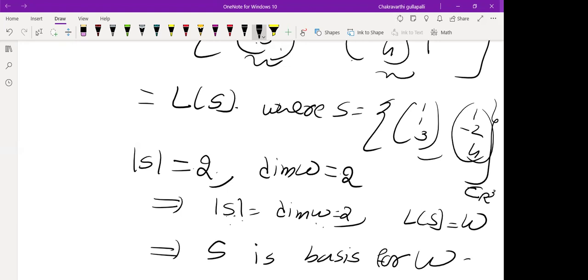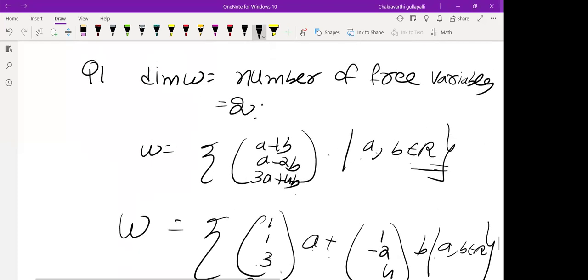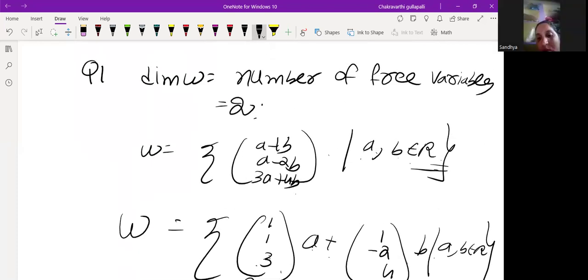Dimension of R3 is 3, but the subset is only a subset. A subset can have dimension less than or equal. So W is a subset of R3. So the dimension of W is less than or equal to 3.